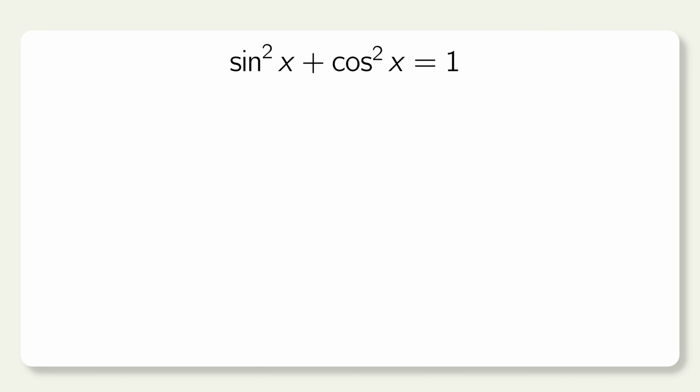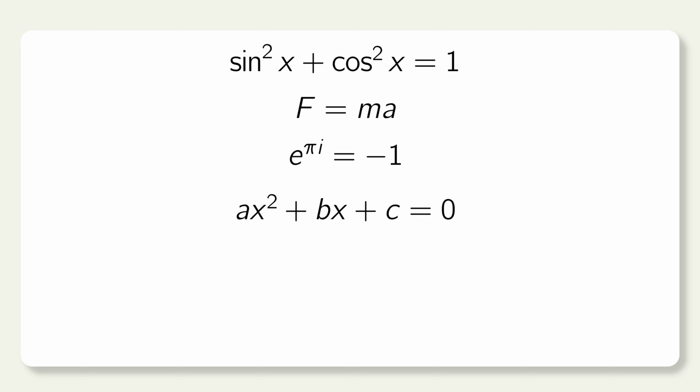So equalities turn up all the time in mathematics. We've got sine squared x plus cosine squared x equals 1. We've got force equals mass times acceleration. E to the pi i equals minus 1. We've got equations such as ax squared plus bx plus c equals 0, and we know that the solution to that is x equals minus b plus or minus square root of b squared minus 4ac over 2a.